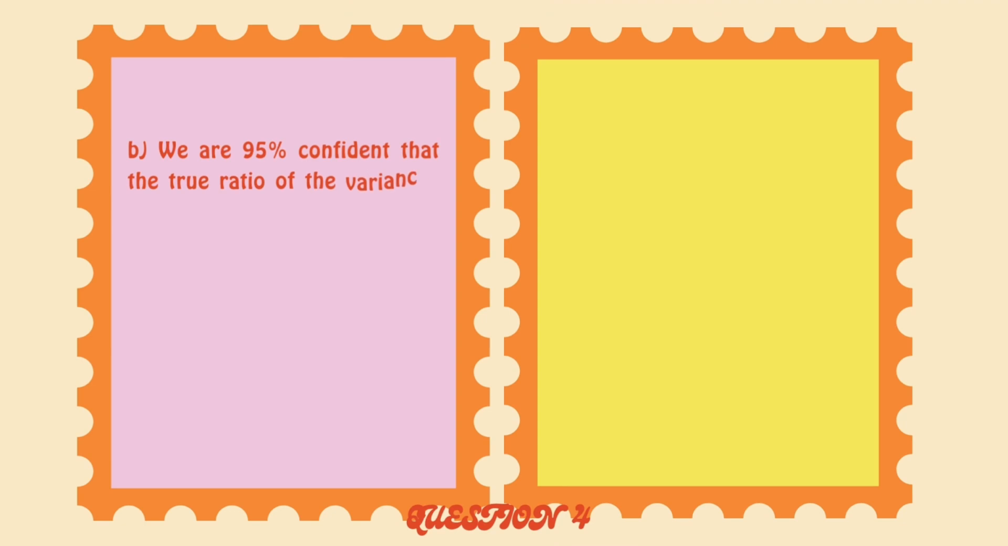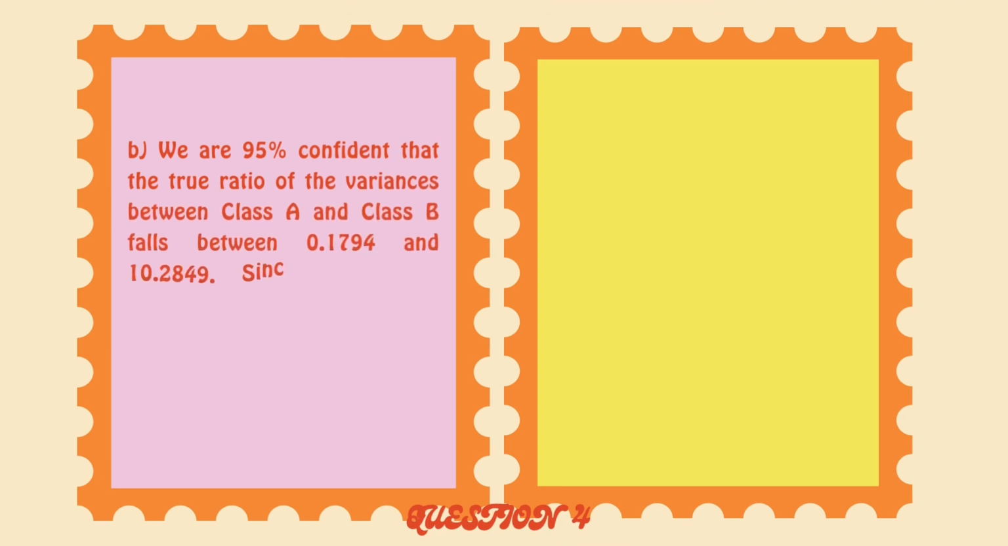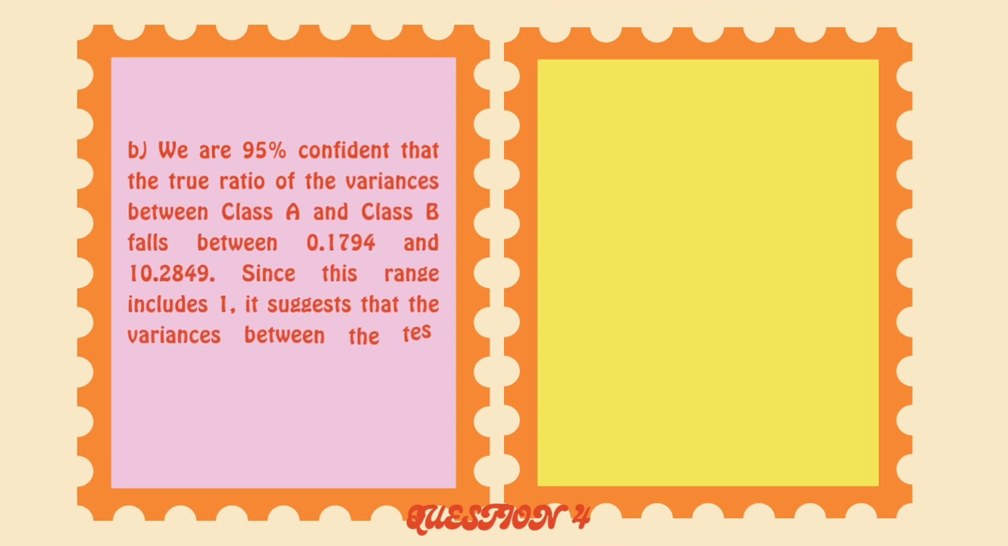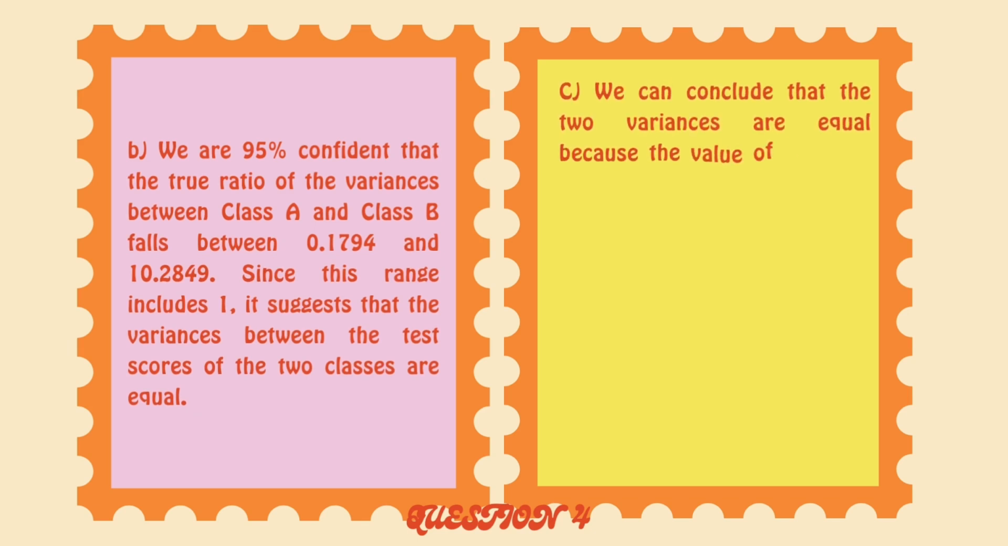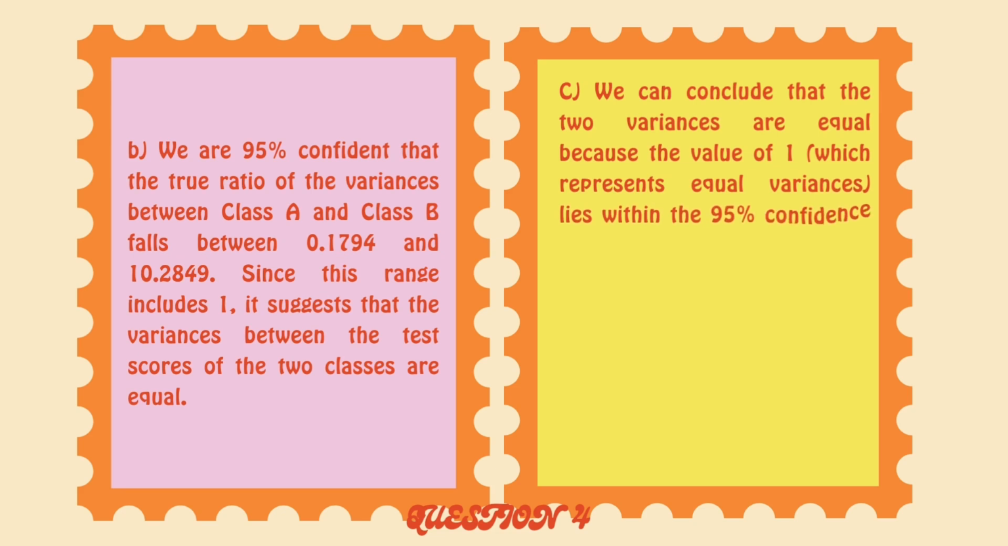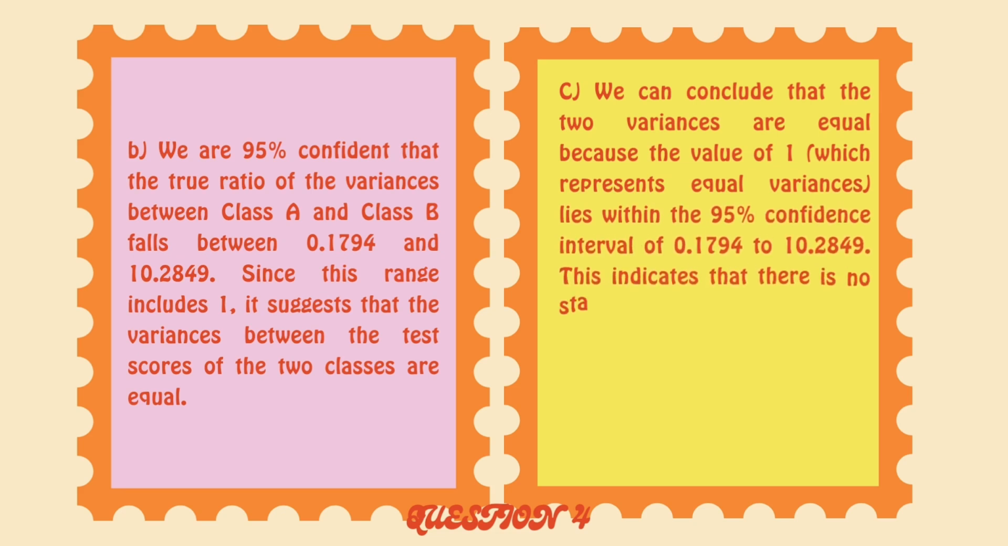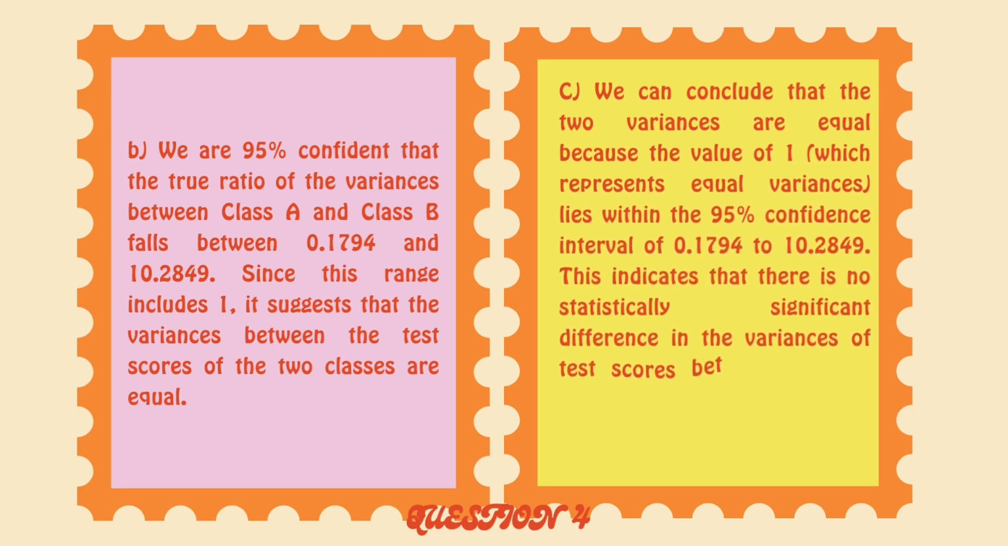For question B, to interpret this answer, we can say that it suggests that the variances of the test scores are equal because the interval includes 1. Thus, for question C, we can conclude that there is no statistically significant difference in the variances of test scores between class A and class B based on the sample.